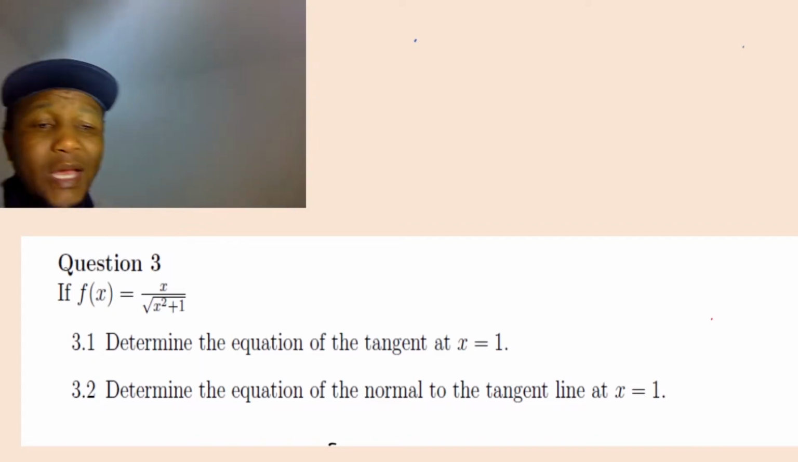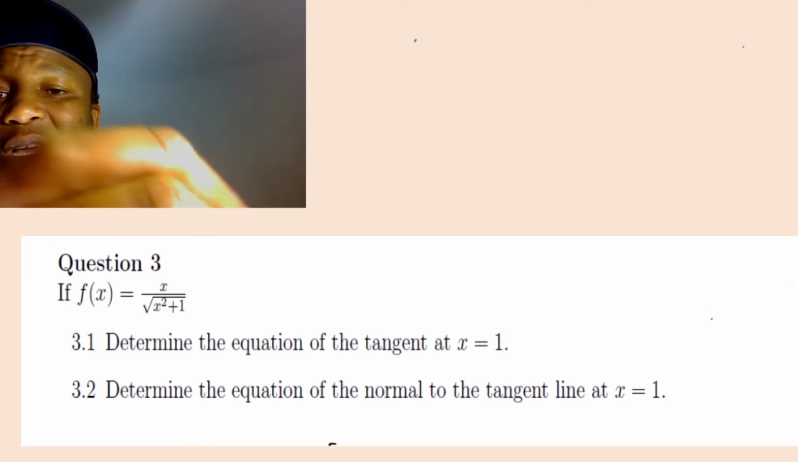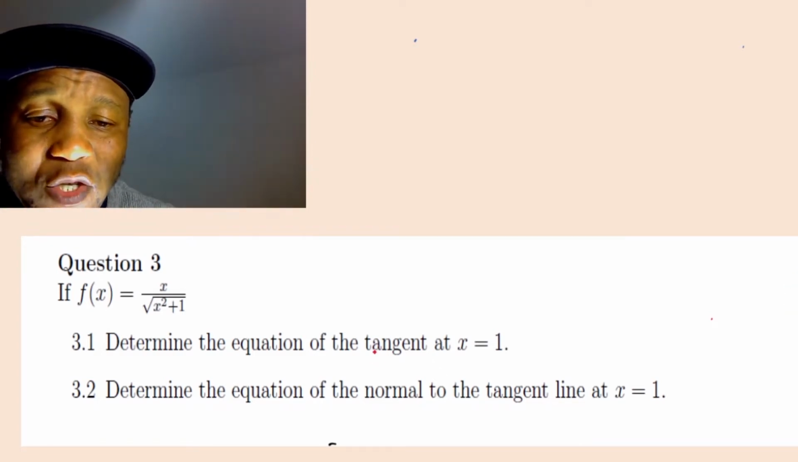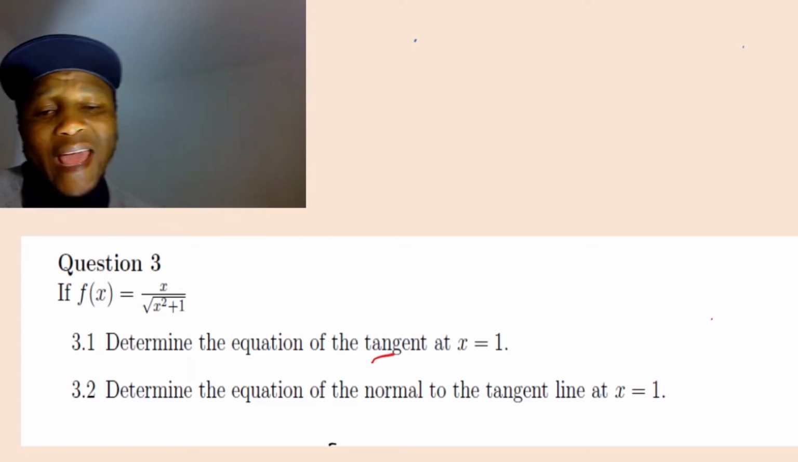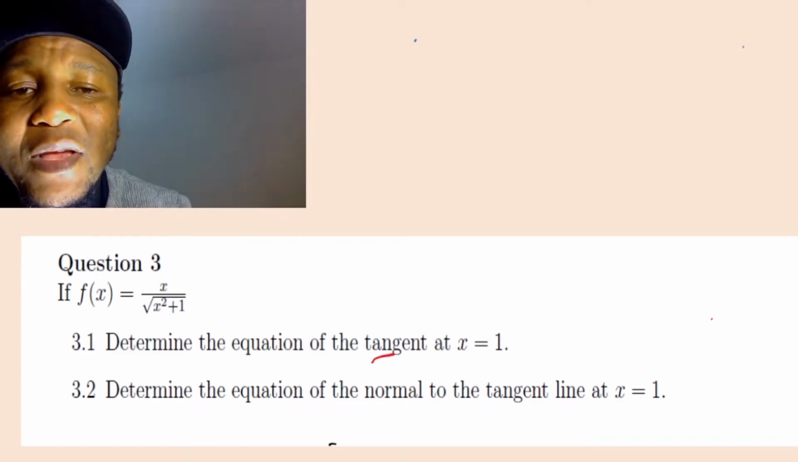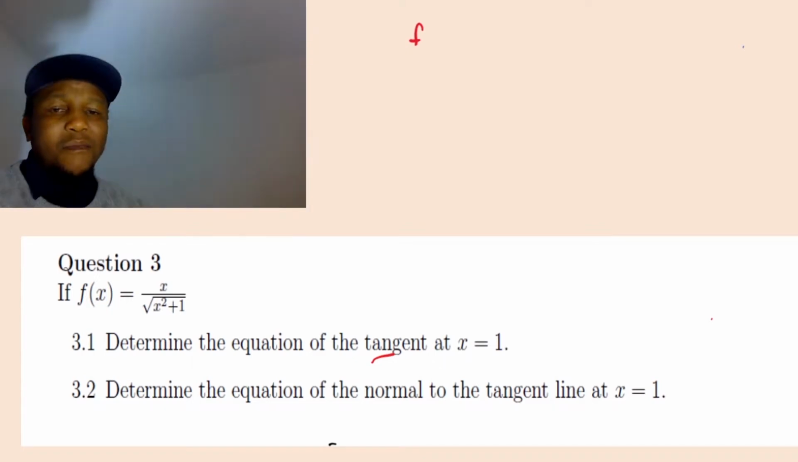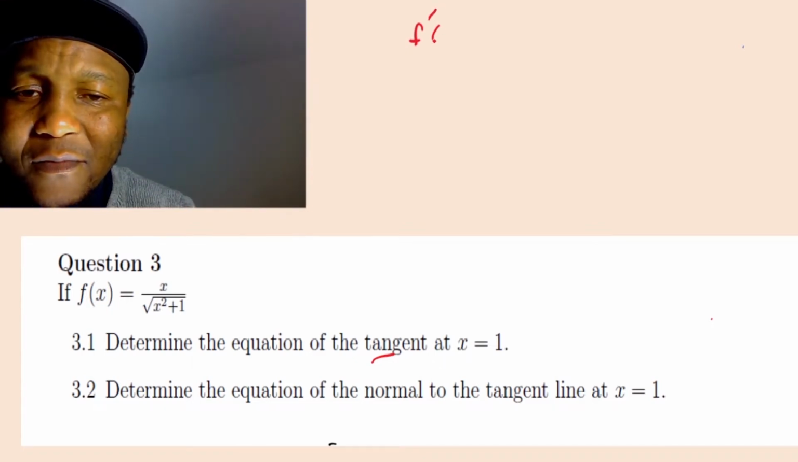Let's get started. So now let's solve this question. This question is very easy. First and foremost, determine the equation of the tangent at x equal to 1. So what I'm going to do, I have to differentiate. Differentiating is way easy. So let me find f prime first. F prime meaning the derivative of the function.